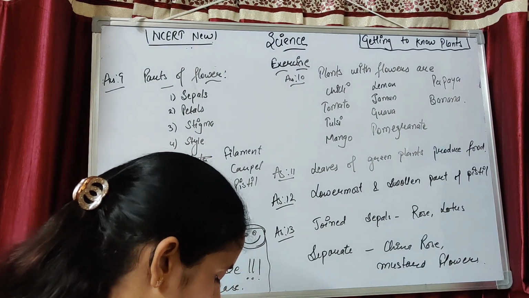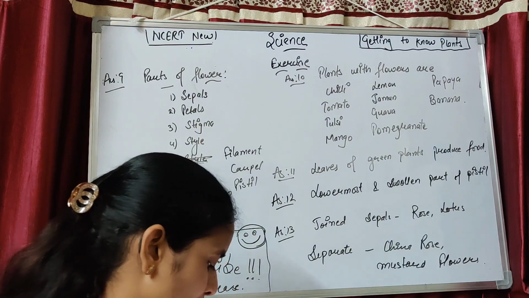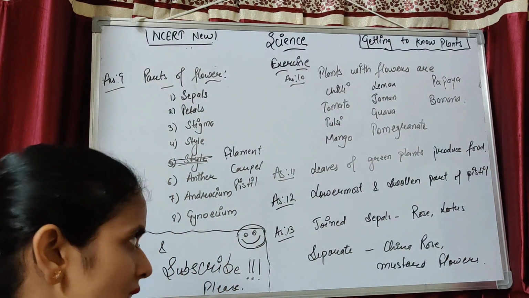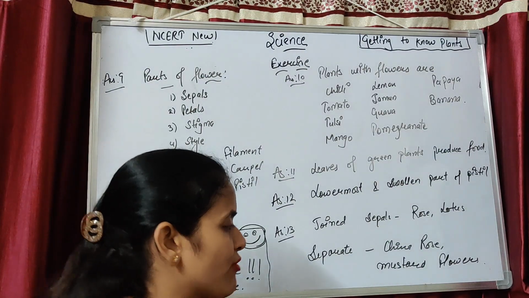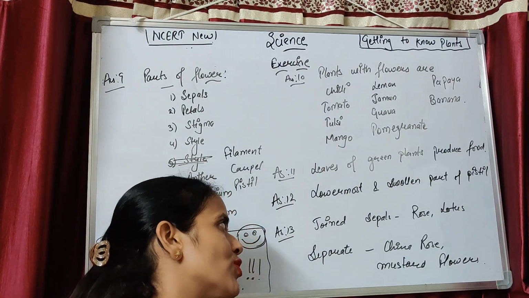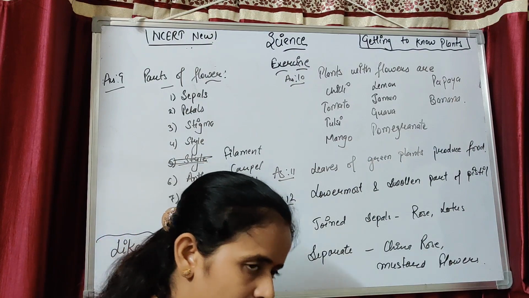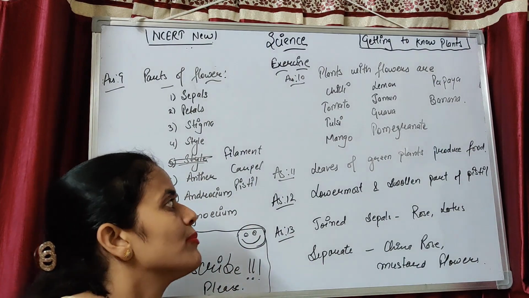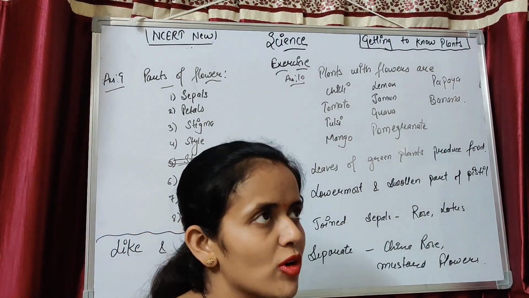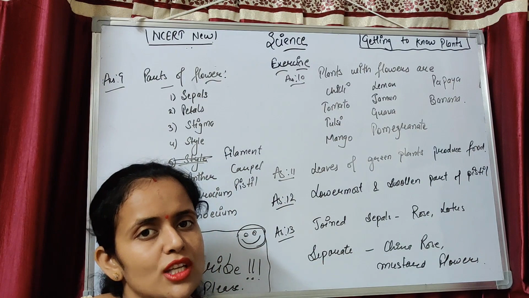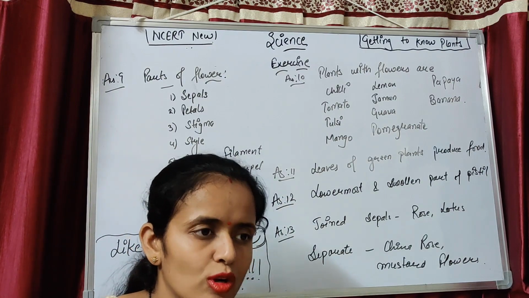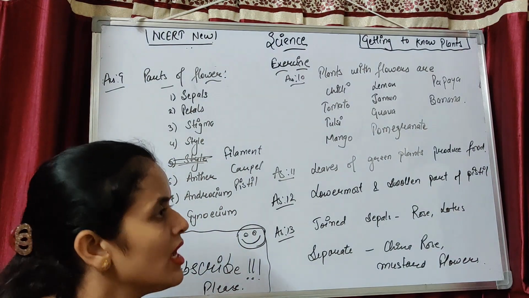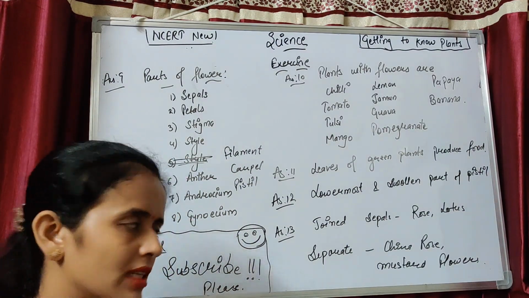Question number 11. Name the part of the plant which produces its food. Name this process. The leaf of green plants produces food, and this process is known as photosynthesis. Why only green plants? Because the pigment of green color is known as chlorophyll, and only by chlorophyll is photosynthesis carried out. By the presence of chlorophyll, the photosynthesis process is completed.